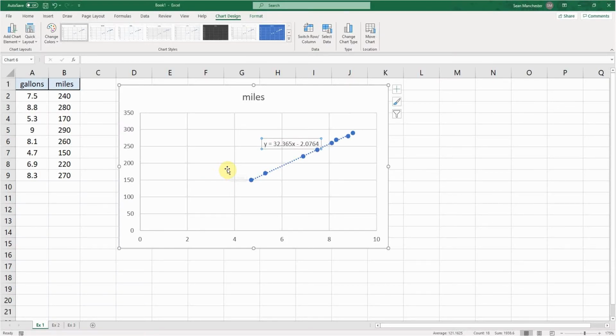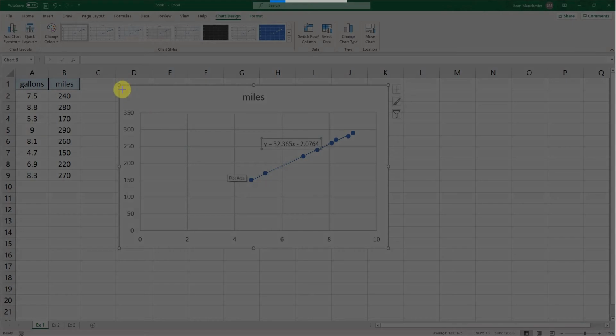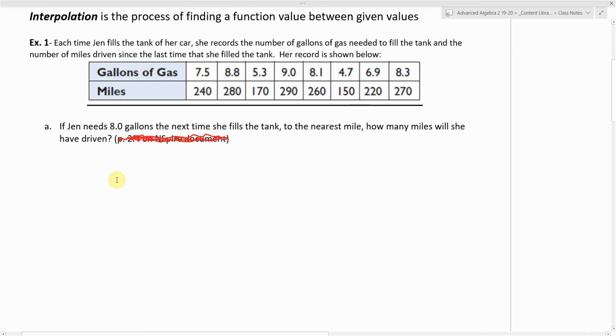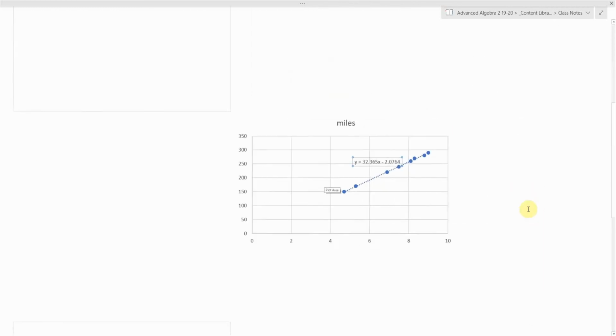If you want, you can copy the whole spreadsheet over, or the whole scatter plot over. It's not a bad idea. It's not required in this particular question. They didn't specifically ask for it, but it's always nice to have it there if you wanted to look at it.